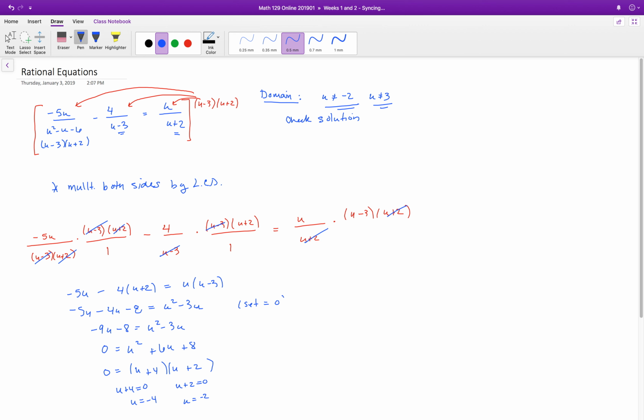Don't forget to check your answer. u cannot be negative 2, so I do need to omit negative 2 from my solution. That's extraneous. So my only solution is u equals negative 4.